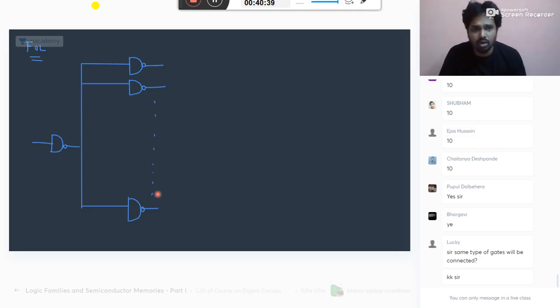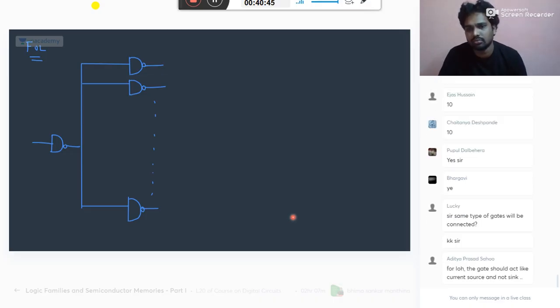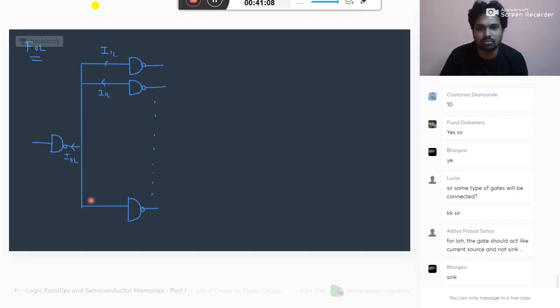Okay. Now, when your output is low, it is working like a sink. In this case, how much is this gate taking, how much is each gate giving? So what is your FOL? It is IOL by IIL.